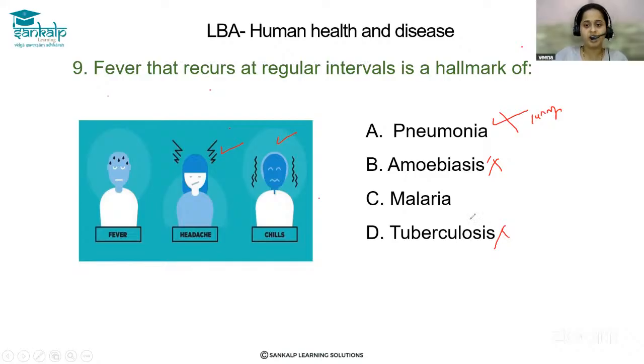Not pneumonia, not amoebiasis, and not even tuberculosis. So here the correct answer is malaria, caused by the female Anopheles mosquito. This fever symptom recurs at regular intervals, and it will have chills and even headache. So the correct answer, dear students, is option C, that is the recurring fever is a characteristic feature of malaria.